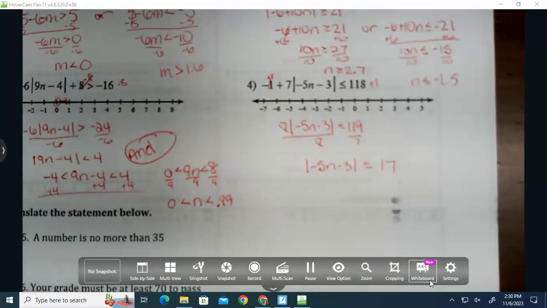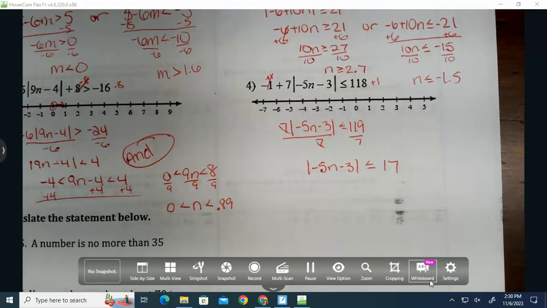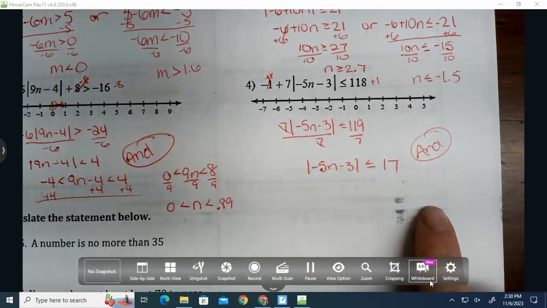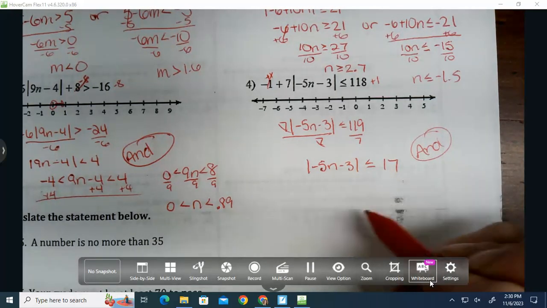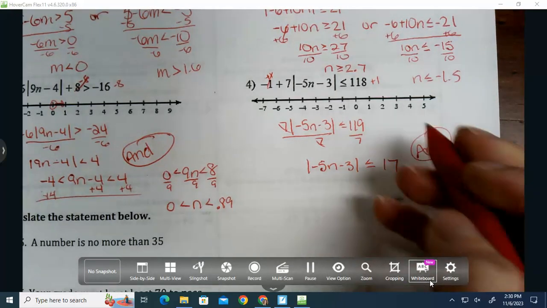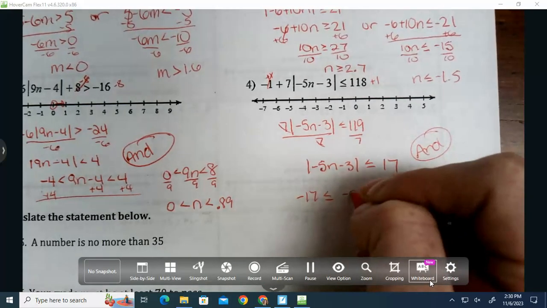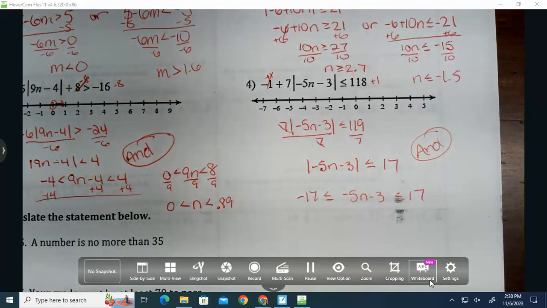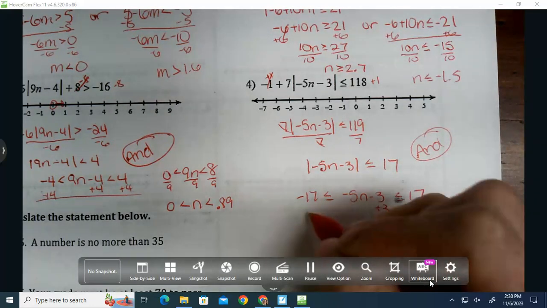So now, once the absolute value is by itself, we decide, is this an and or an or? And. So, and, we put it in between the negative and the positive. So we say negative 17 less than or equal to negative 5n minus 3 is less than or equal to 17. Add 3 to all pieces.